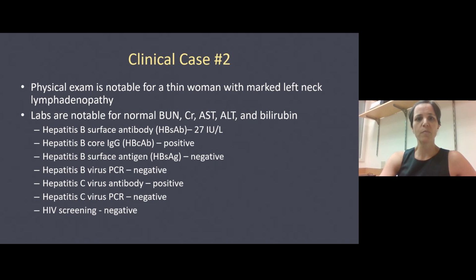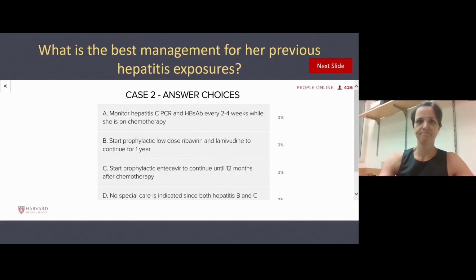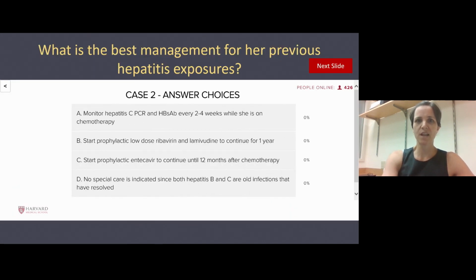Labs are notable for normal BUN, creatinine, AST, ALT, and bilirubin. Her serologies are as follows. Hepatitis B surface antibody is 27 international units per liter. Hepatitis B core IgG is positive. Hepatitis B surface antigen is negative. Hepatitis B PCR is negative. Hepatitis C virus antibody is positive. Hepatitis C virus PCR is negative, and HIV screening is negative. What is the best management for her previous hepatitis exposure?